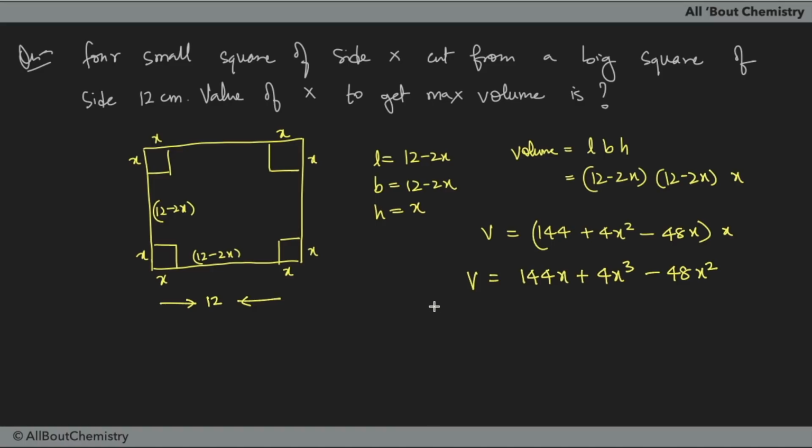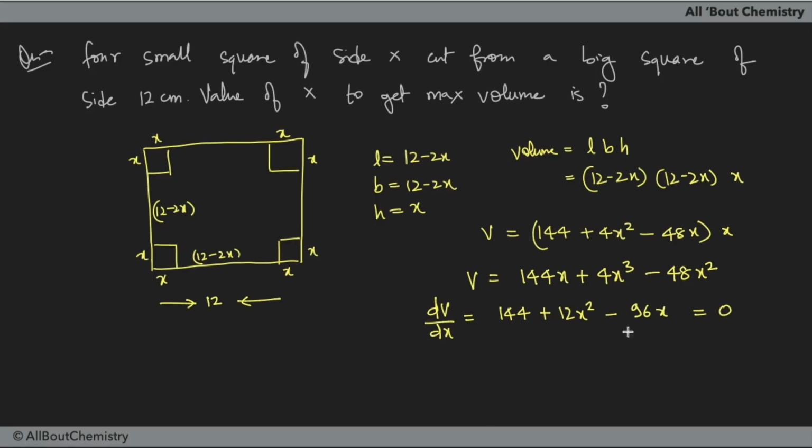This is the value. Now you have to differentiate this. So dV by dx will become equal to 144 plus 4 3 times is 12x square minus this will be 48 into 2, which will become 96x, and that will be equal to... you have to consider this as equal to 0 and then solve this quadratic equation to get the value of x.